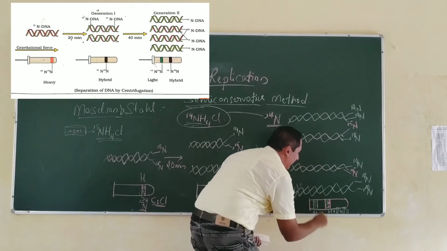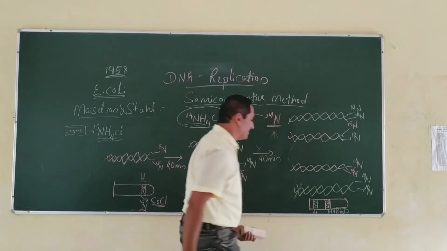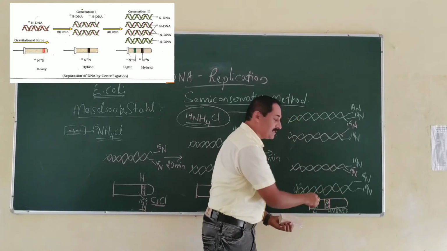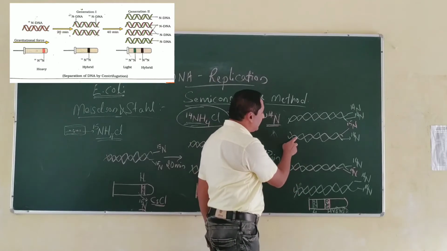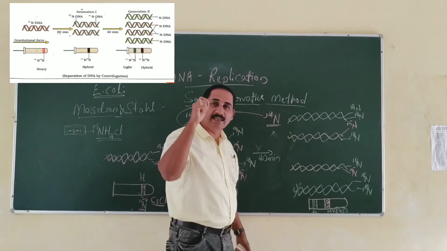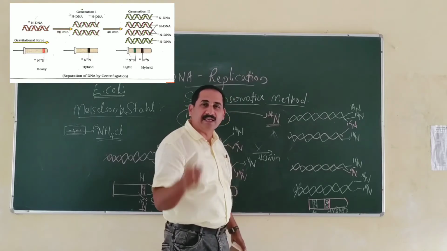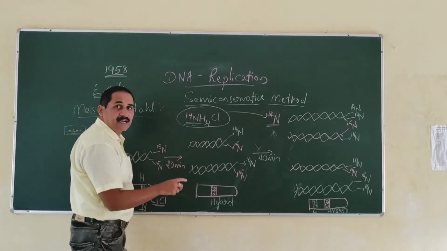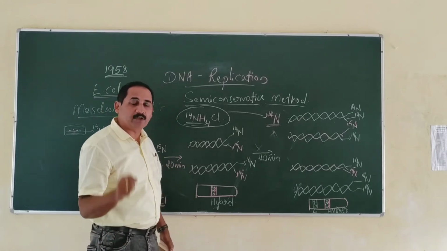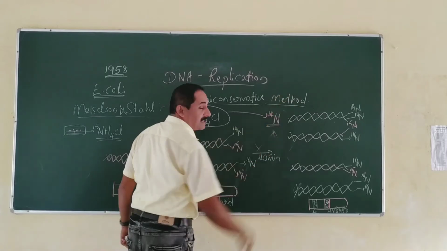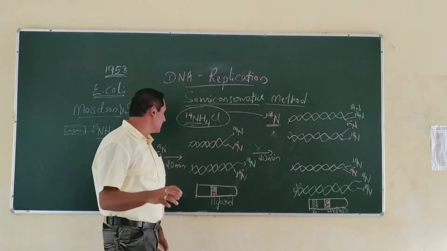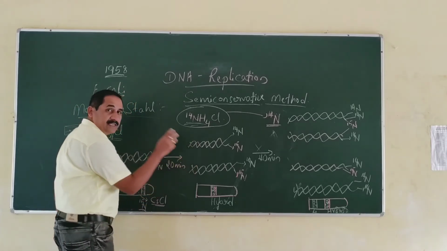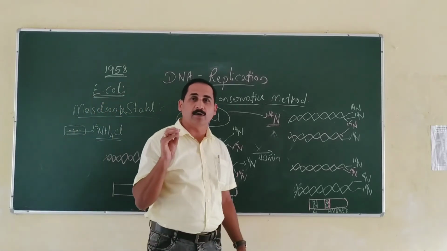I can label it as L, the light region, and H, the hybrid region. So the hybrid and light densities come in equal proportion. It confirms that in each and every replication, one of the parental strands is conserved in the daughter, along with one newly synthesized strand. This type of replication is called the semi-conservative method of DNA replication.